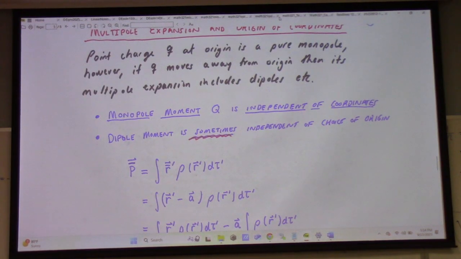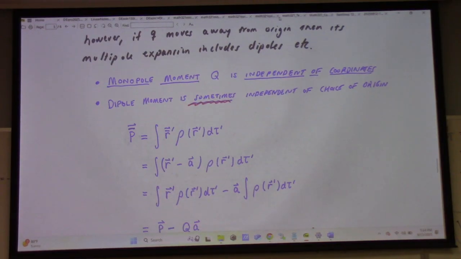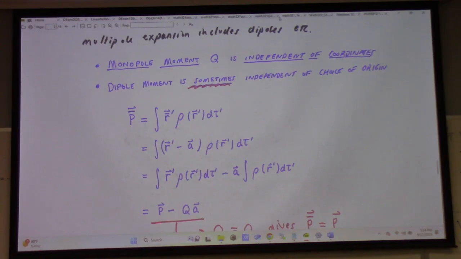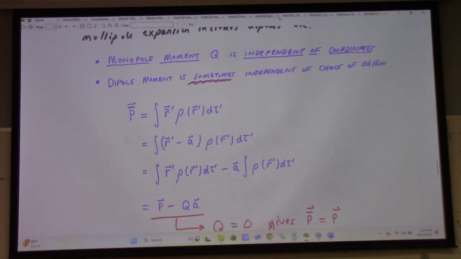Nevertheless, the monopole moment is independent of coordinates. That's pretty evident. If you shifted the coordinate system, this integral is not going to change, right? If I move the origin, this integral doesn't change. However, the dipole moment is sometimes independent of the choice of origin. See this calculation here? Well, let me scroll down a bit.